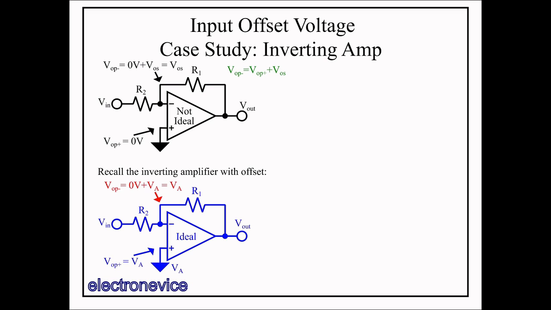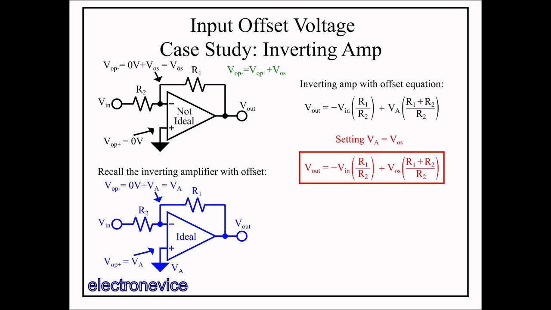So we can simply use the inverting amplifier with offset equation we derived in episode 8, except substituting in VOS in place of VA. So we see that the offset is gained up by the same factor for the inverting amplifier as it was for the non-inverting amplifier. This is not surprising, because if we think about it from a superposition standpoint, the inverting and non-inverting amplifier circuits are identical when the input is zeroed out and only the offset voltage is considered, and so the portion of the output that is influenced by the offset voltage is the same for both circuits.